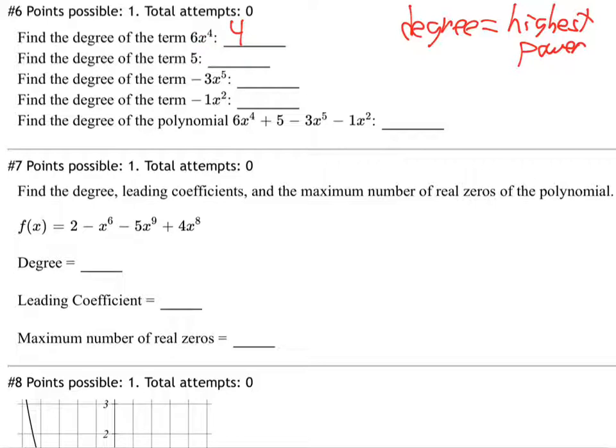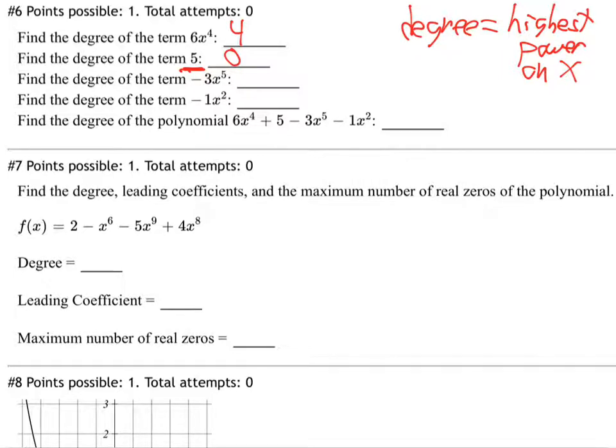Now, this is a little weird. I should say highest power on x. I should have added that part. Highest power on x, or whatever your letter is. So on the next one, find the degree of the term. Now with 5, there's no x at all there. So it's 0. That's right. It is 0, because there's no x at all there.